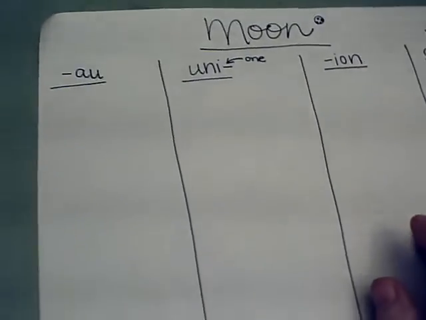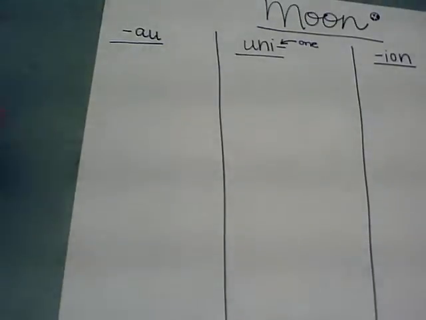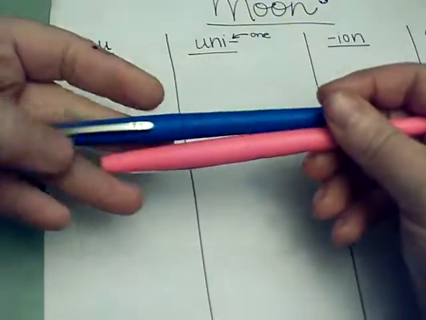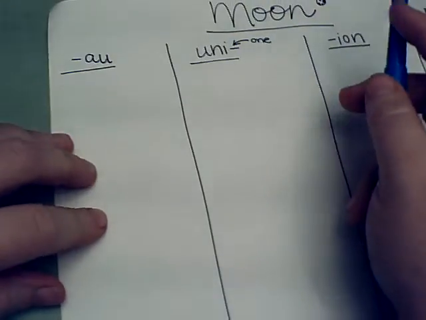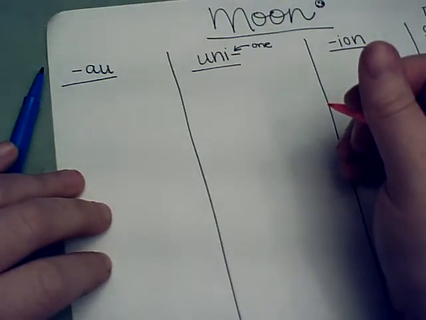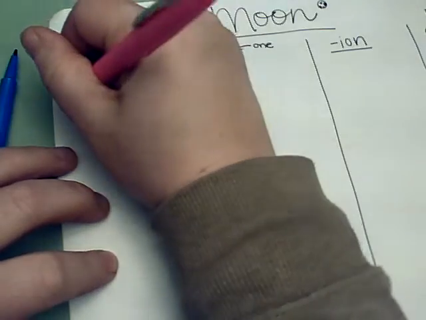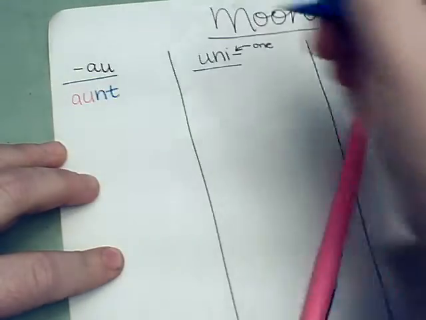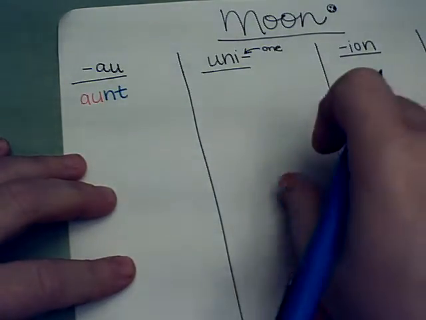So let's get started. I actually have some fun spring colors today. Instead of our regular red and blue, we have pink and blue. So I'll use pink for the vowels and blue for all of our consonants. The first one from AU is the word aunt, like your parent's sister, your aunt or your uncle. So we have AU, then NT, aunt.